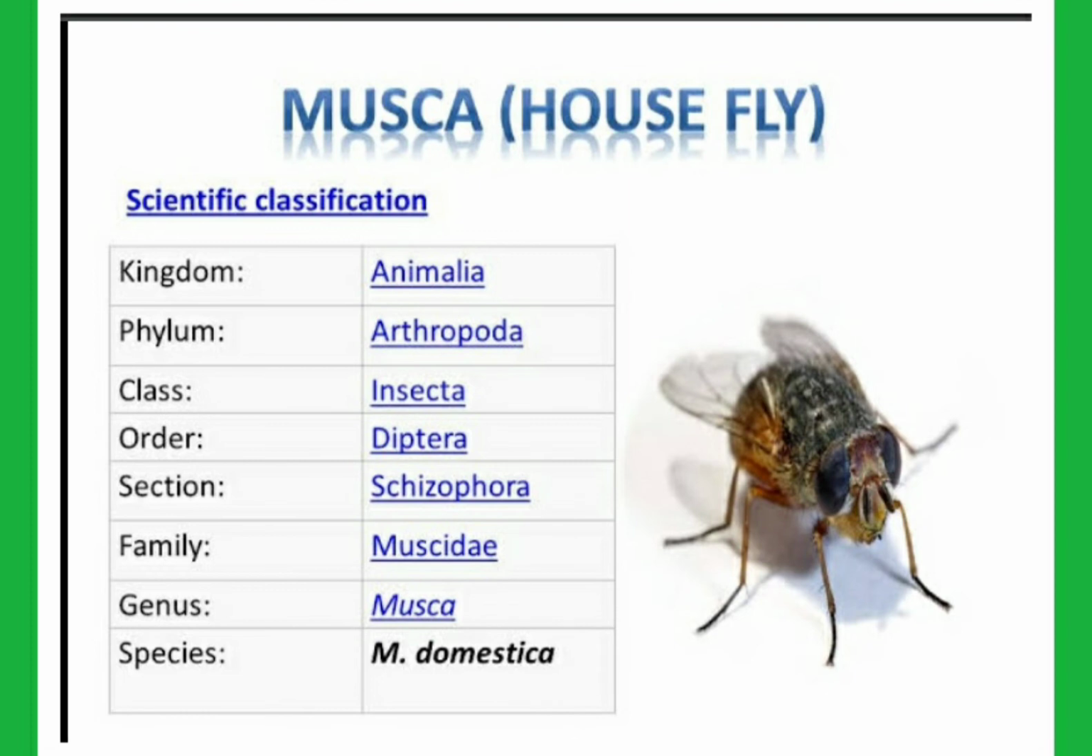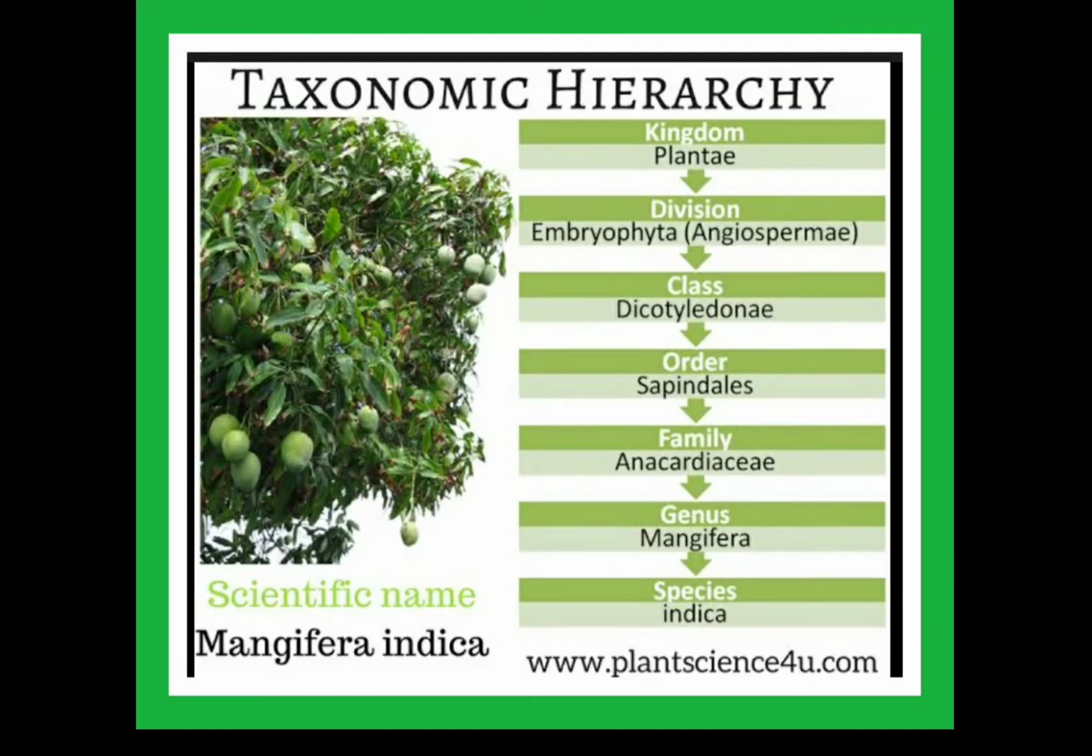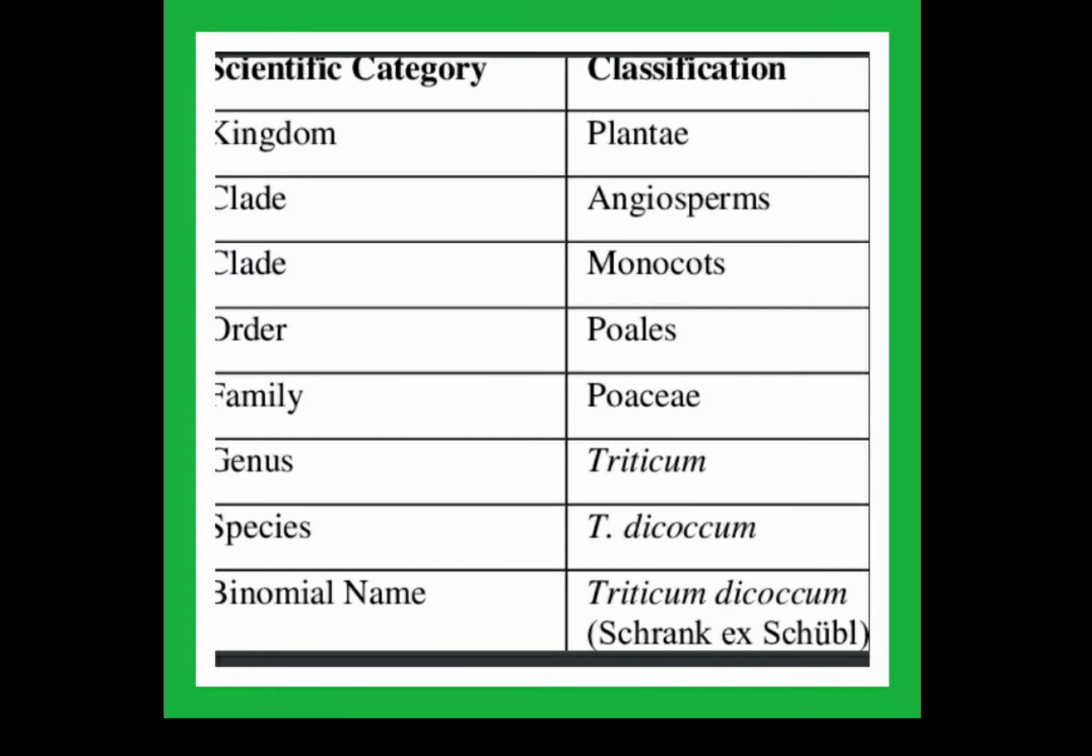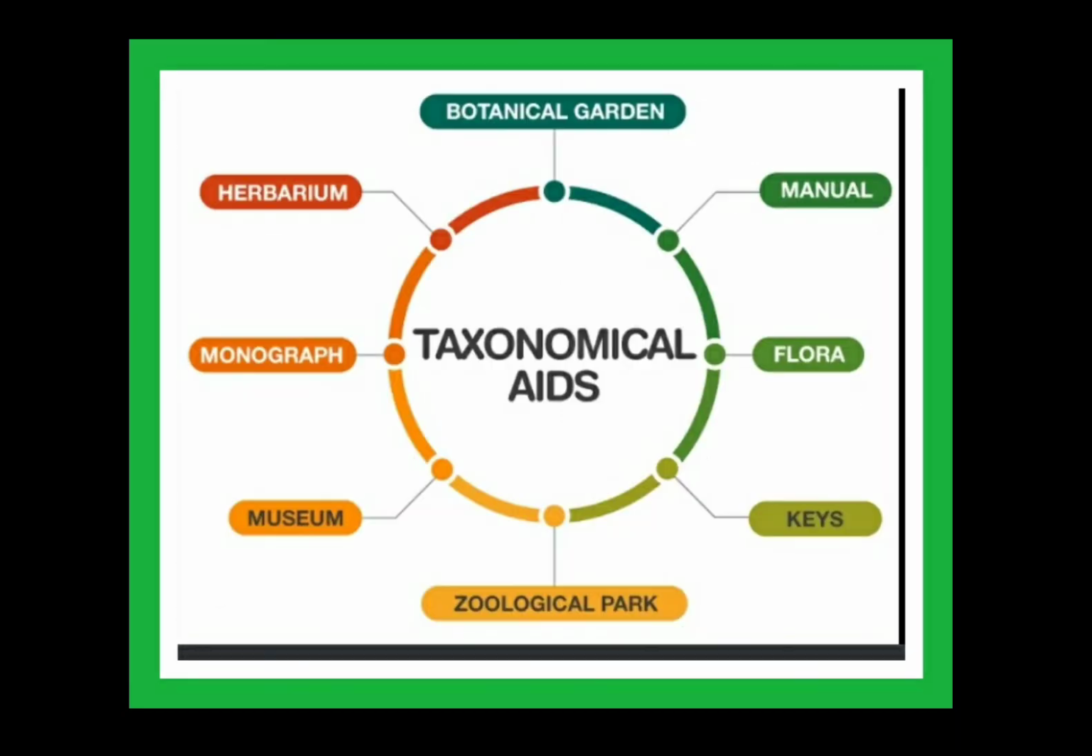Next one is housefly, Musca domestica. It belongs to family Muscidae, order Diptera, class Insecta, phylum Arthropoda, kingdom Animalia. Mango, Mangifera indica, belongs to family Anacardiaceae, order Sapindales, class Dicotyledonae, division Angiospermae, kingdom Plantae. This is the hierarchy of wheat, Triticum dicoccum or Triticum aestivum, belongs to family Poaceae, order Poales, class Monocotyledonae and division Angiospermae, kingdom Plantae.